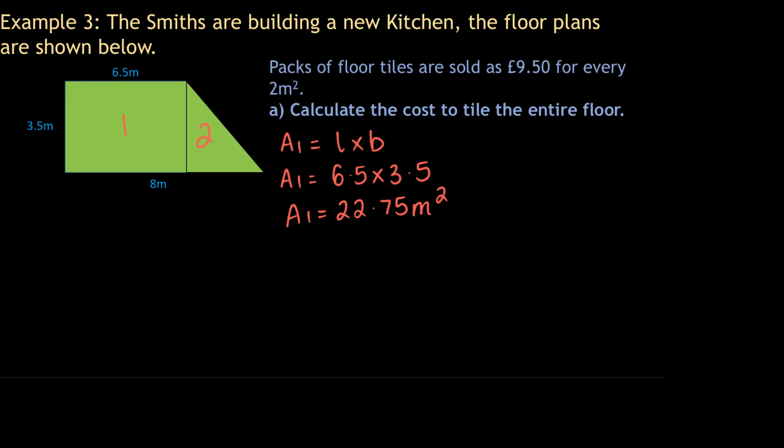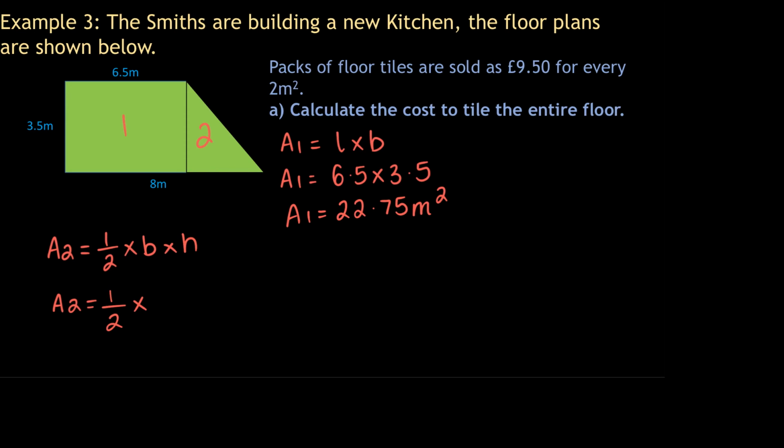Then if I go down to the bottom and we work out area 2, because it's a triangle, we know we're using the formula a half times the base times the height. But we need to think about what are the base and the height of the triangle. So a half times the base, so the base is this little bit here.